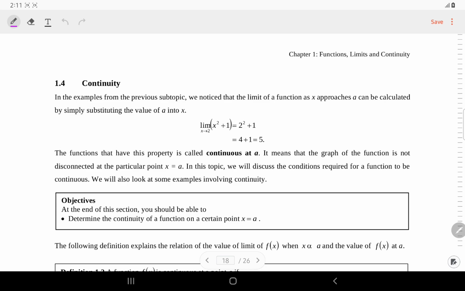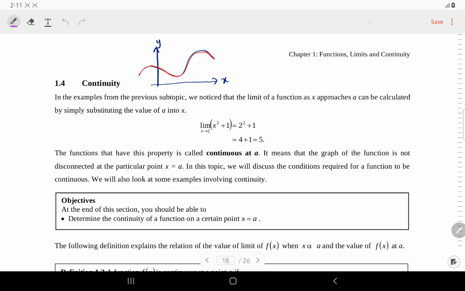For example, let's say we have this graph, and we want to know whether it is continuous or not. So take out our pencil and try to trace along this graph. We can successfully trace this graph without lifting our pencil. So this is an example of a continuous graph.